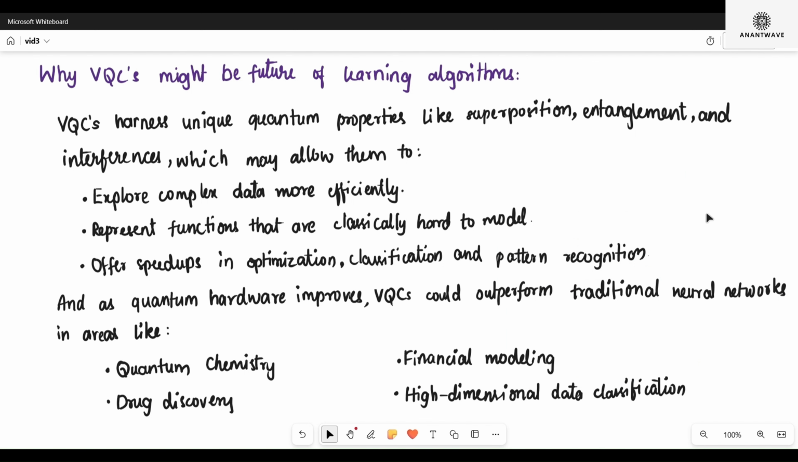Let's now discuss why VQCs might be the future of learning algorithms. VQCs harness unique quantum properties like superposition, entanglement, and interference, which may allow them to explore more complex data efficiently, represent functions that are classically hard to model, and offer speedups in optimization, classification, and pattern recognition. And as quantum hardware improves, VQCs could outperform traditional neural networks in areas like quantum chemistry, financial modeling, drug discovery, and high dimensional data classification.